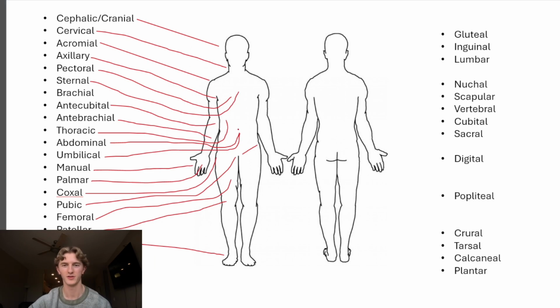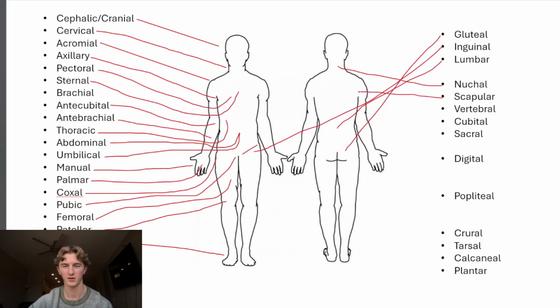Now let's go over this second half, or this right side. So gluteal is just going to be referring to our glutes or our butt. Inguinal is going to be referring to kind of the crease that runs from the lateral portion of your hip to your pubic region. So kind of right this line right here. Lumbar is just going to be referring to the inferior portion of our back right here. Nuchal is going to be the posterior part of our neck, so right here.